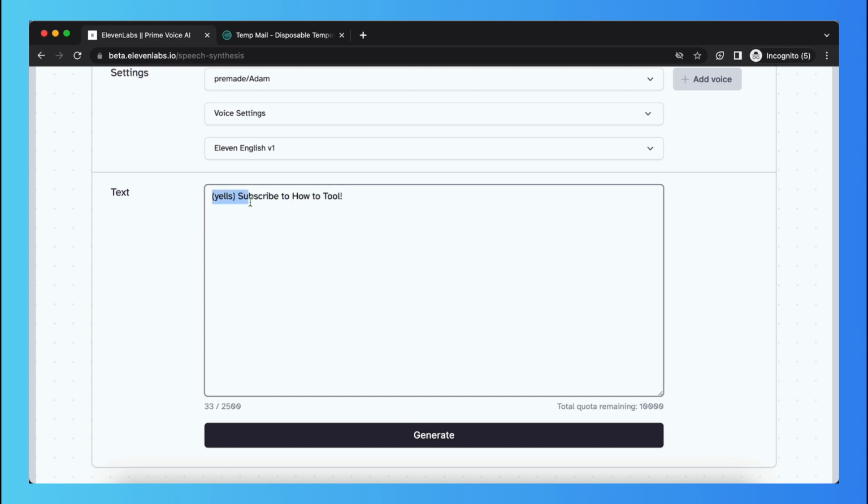So keep in mind that the voiceover will also say the word "yells". So keep in mind that your quota will decrease when you also generate the word "yells". But yeah, it will also yell this sentence.